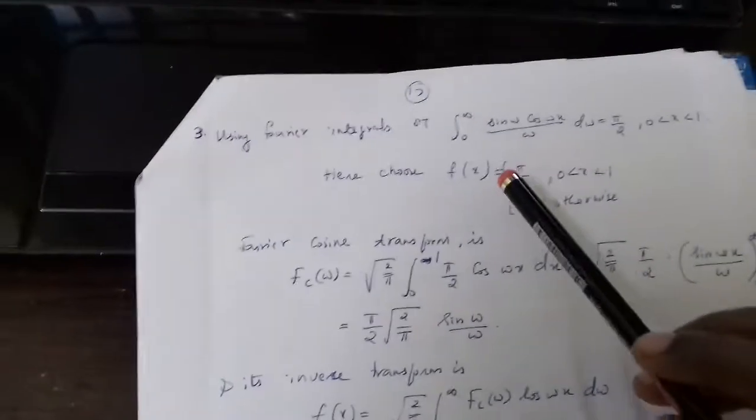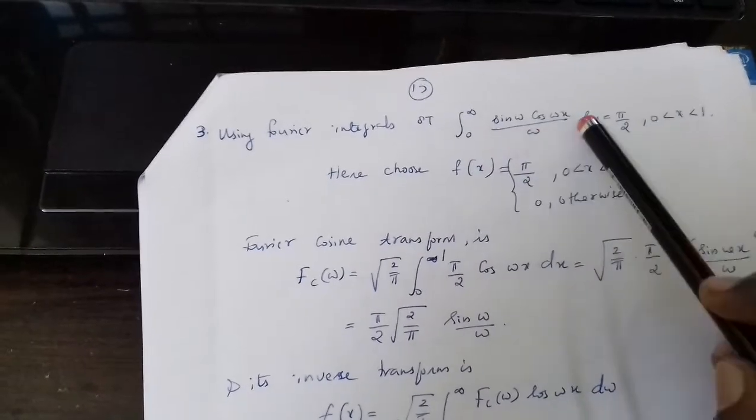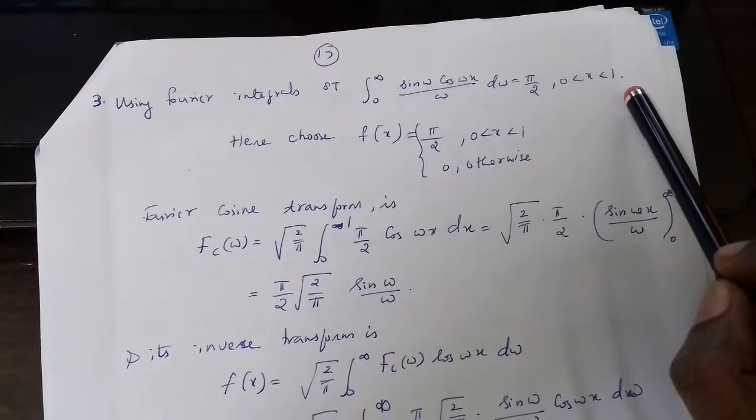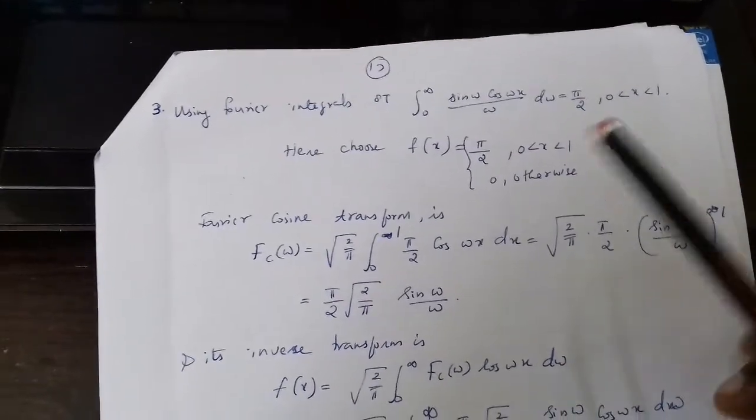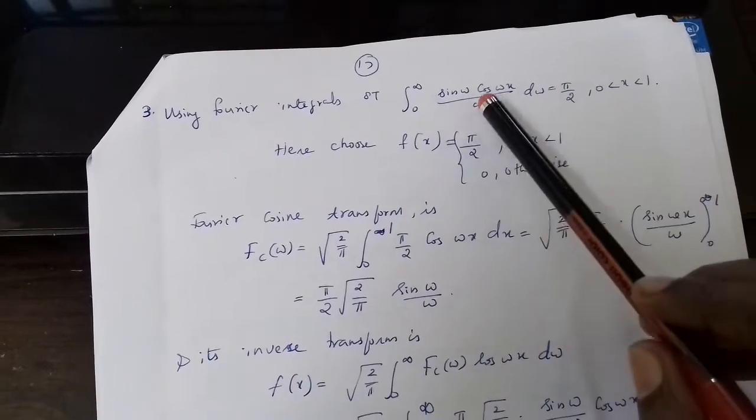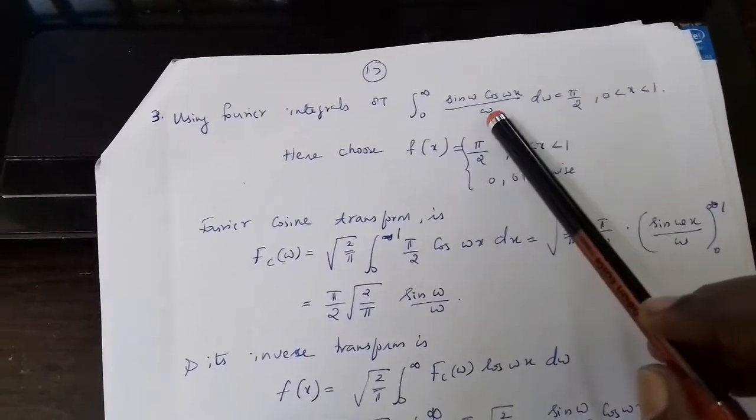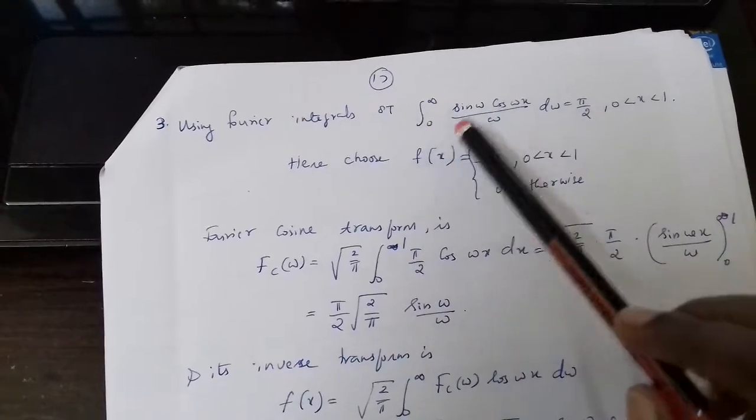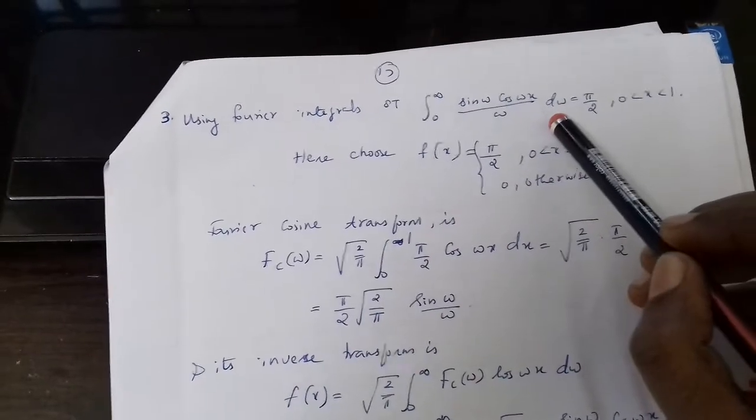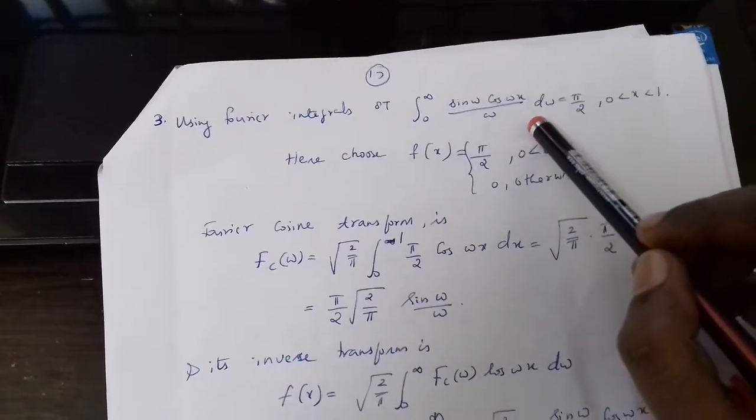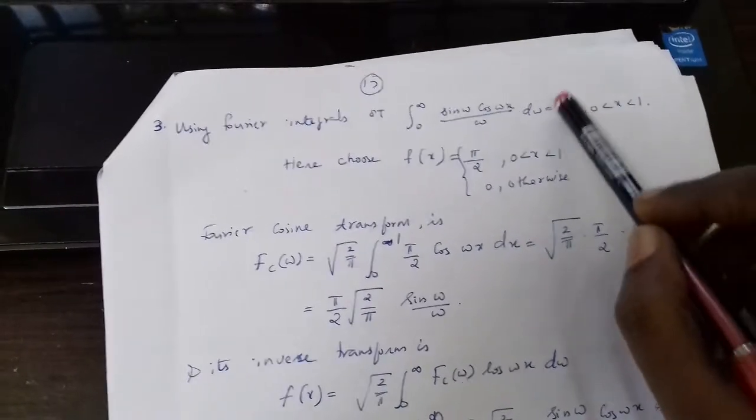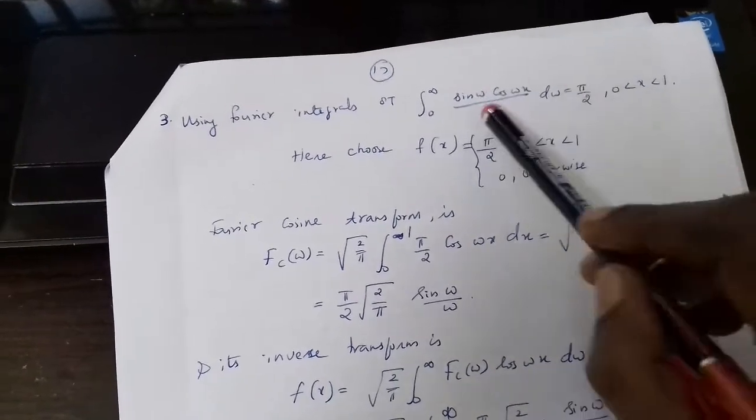Next is using Fourier integral, show that integral 0 to infinity sin omega cos omega x by omega d omega is pi by 2 for 0 less than x less than 1. So here we have to find the value of this integral. This integral is of the form 0 to infinity sin omega by omega into cos omega x d omega, this is the inverse cosine transform. So we have to prove that the inverse cosine transform is pi by 2. So let us take this as a function, assume the value of the function as pi by 2, and we have to prove the inverse transform.